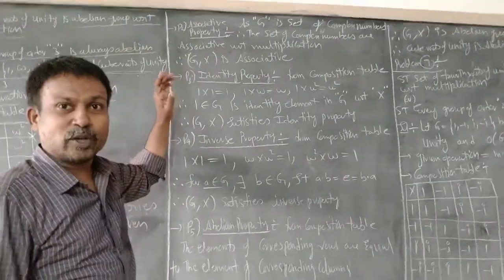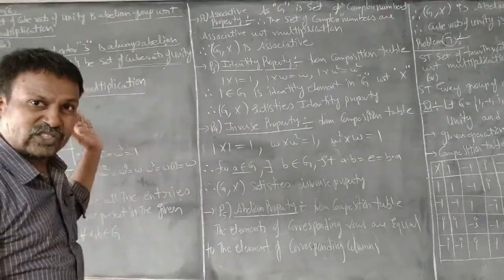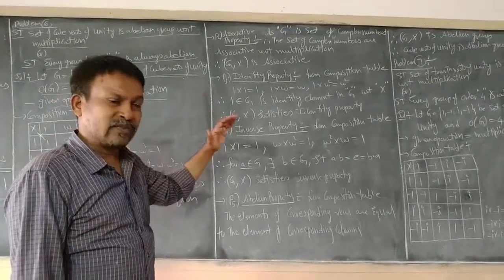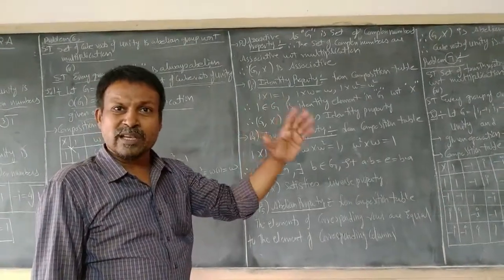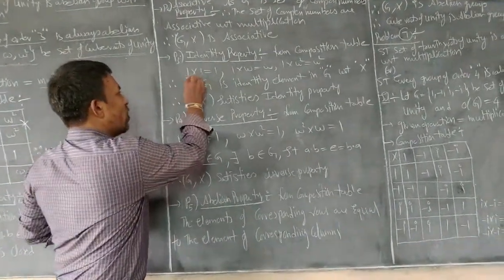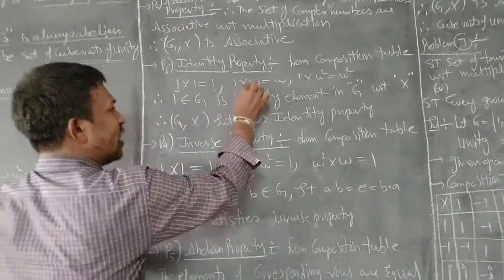Now let us move to the third important property, that is identity property. We know that with respect to multiplication, 1 is the identity element. So let us see, in set G, 1 is present. So 1 is the identity element. Again let us verify whether 1 into the other elements of G gives the elements of G or not. Here I have taken the first element as 1. 1 into 1 is 1. The second element is omega. 1 into omega is omega.